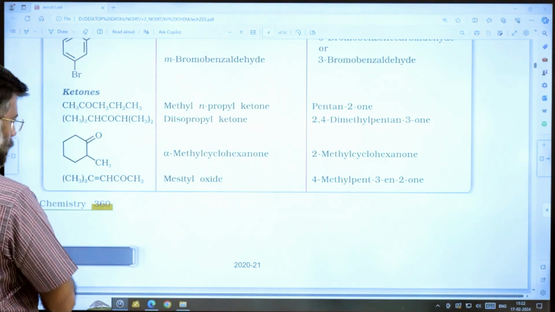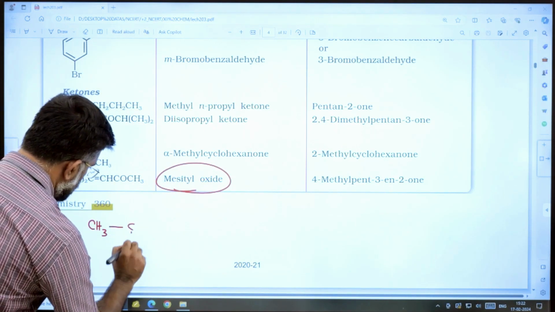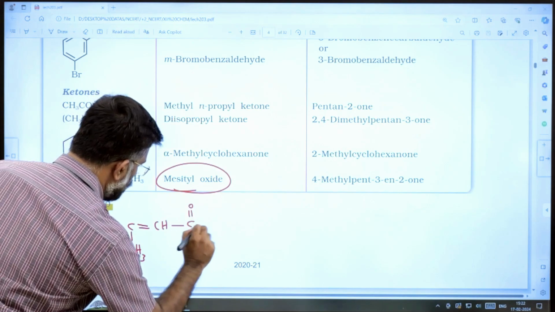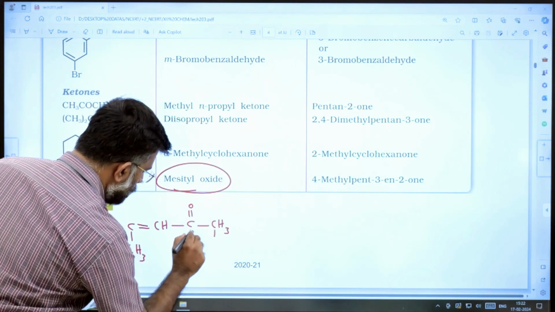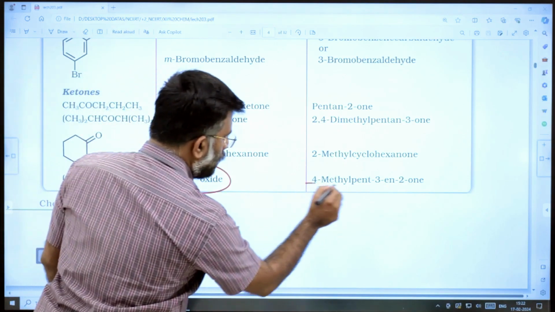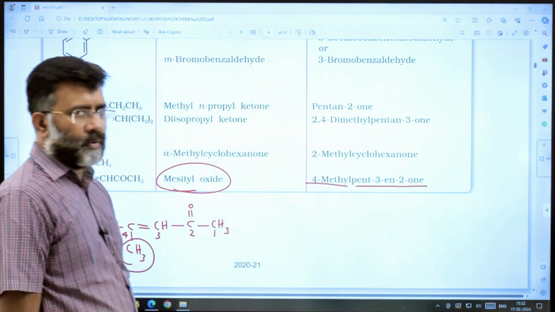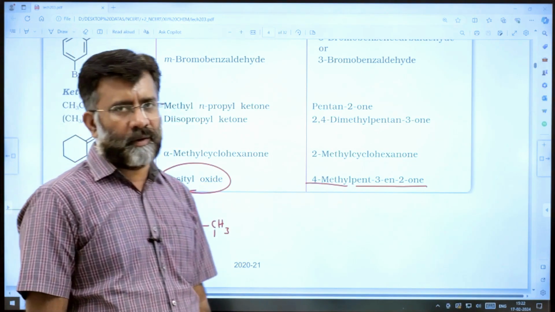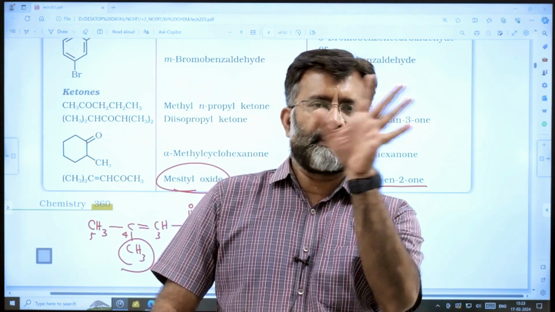Mesityl oxide. Look at mesityl oxide. CH3 twice, C double bond CH, COCH3. This is mesityl oxide. What is the IUPAC name? 1, 2, 3, 4, 5. It is 4-methyl pent-3-en-2-one. It is in fact obtained by the condensation of two molecules of acetone linearly.